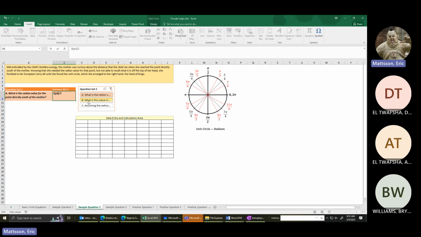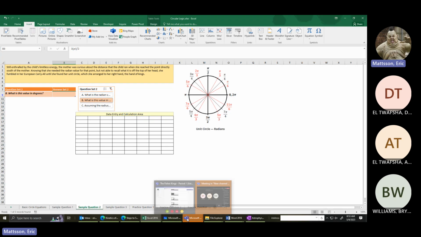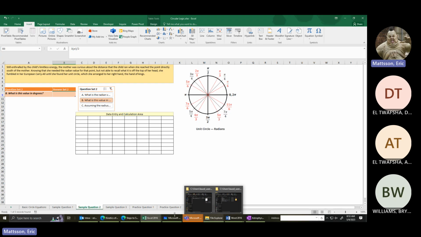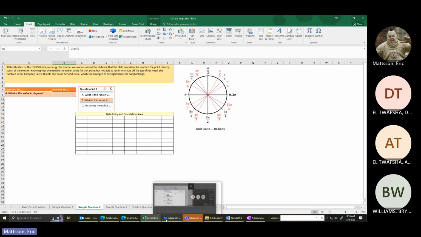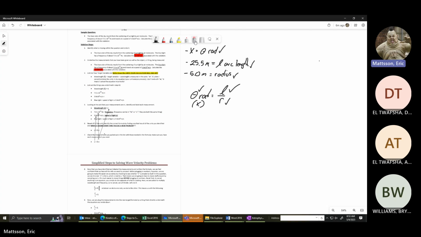Okay, so we punch that in, and then question B. What is that value in degrees? So here we have to convert. So we have 3 pi halves, and we need to know what this is in degrees. So this is a radian value. So let's come in here. We're going to have to do some math in this case.